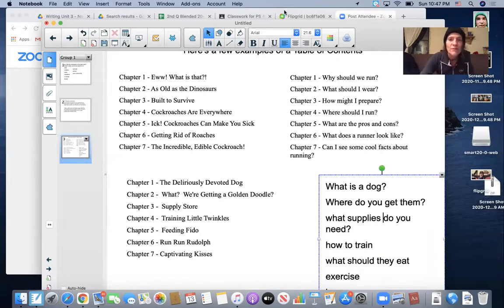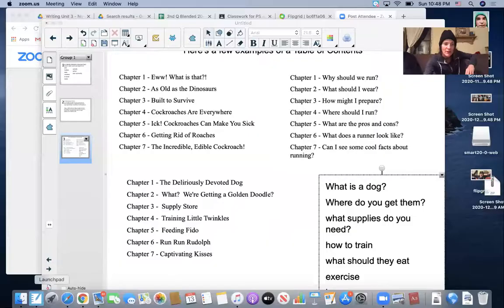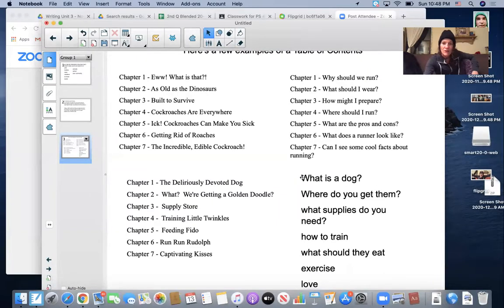So you see, when you are thinking about all the things that you know about your topic, believe it or not, you're actually writing the table of contents. I showed you two different ways that I might be thinking about structuring my table of contents. So I might think about, what is a dog? How do you get them? What supplies? How to train them? What should they eat? Exercise, love.